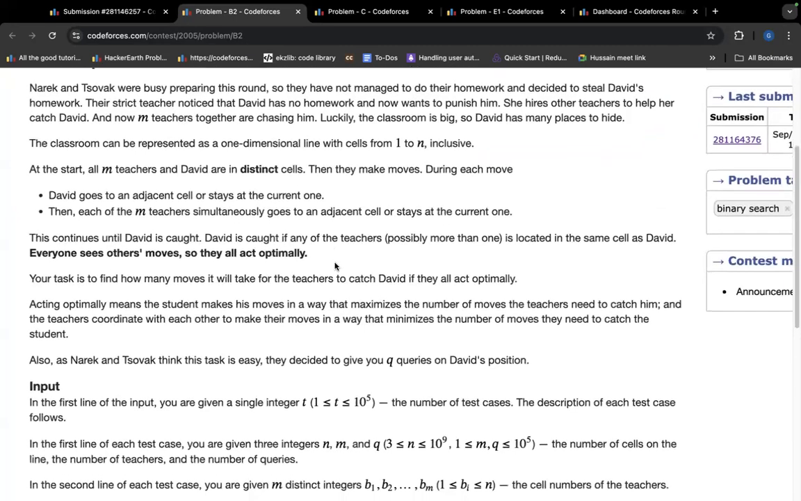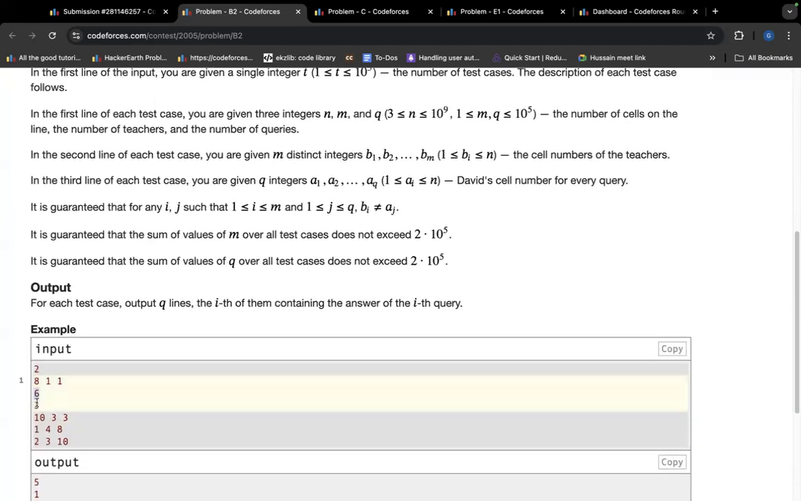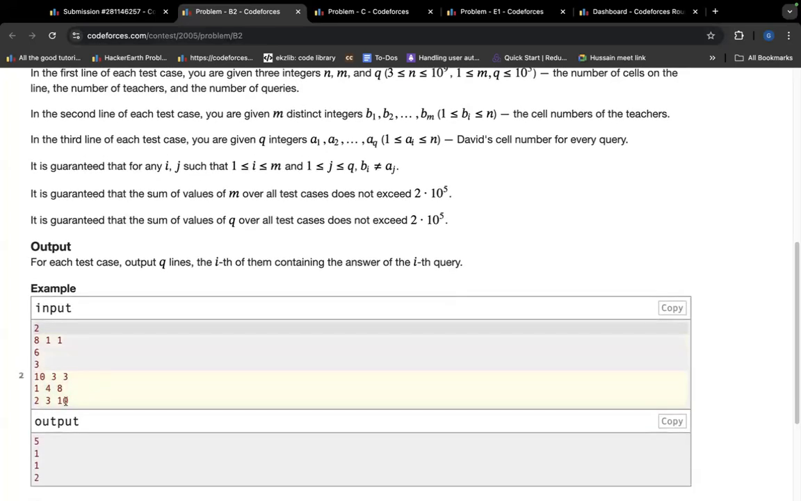Okay. Now, what is given in the question, guys, is that we are given David's position. We know the number of queries. The number of queries here is 1. We are given David's position. We want to find the answer, and this is the teachers' array. These are the teachers' positions. For every David's position, I want to know the most optimal answer: what is the maximum number of moves before any teacher catches David? Is this much clear, guys?